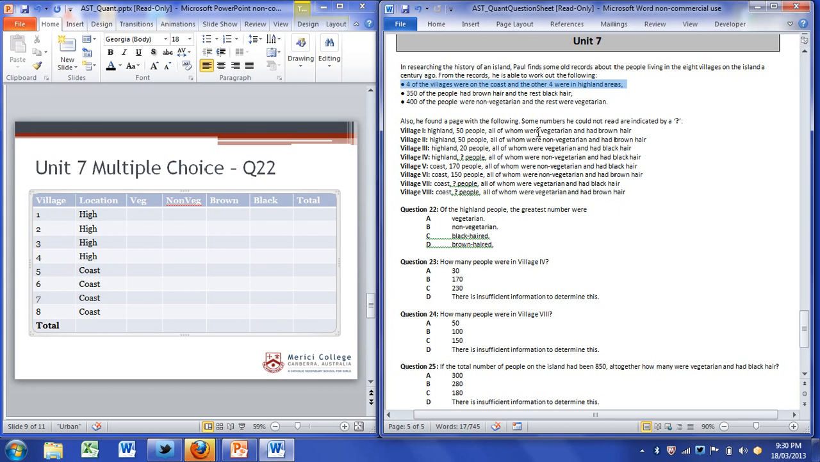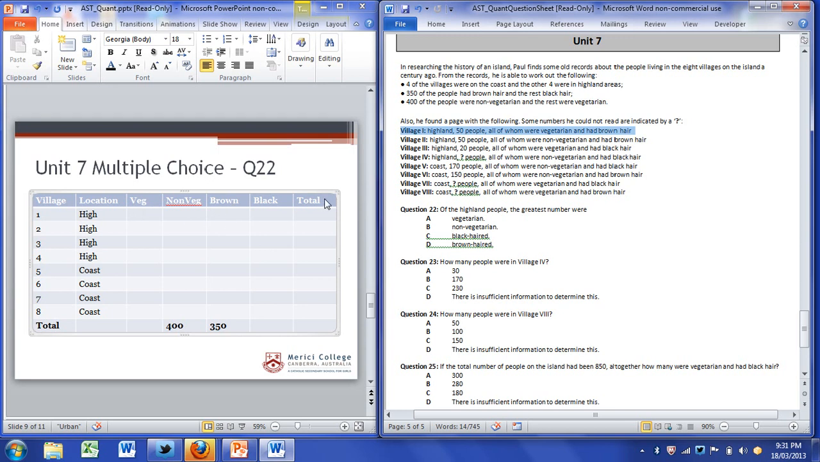So next bit of information says that there's 350 people that have brown hair, so I'm going to pop that in. On the next one it says 400 people were non-vegetarian. Now we actually don't know how many have black hair, and we don't know how many were vegetarian at this stage, so we've got to leave them blank. Now I'm just going to work through each of these villages and put in the information that we've been given.